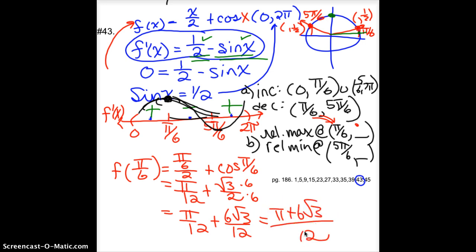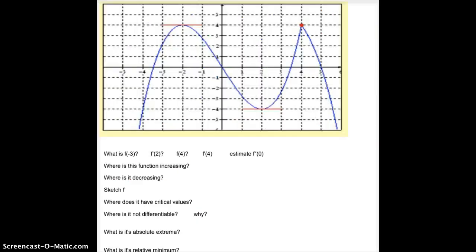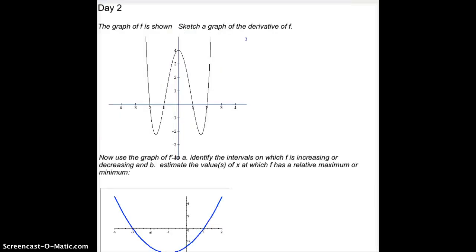over 12. So if you look in the back of the book, it's going to say that there is a relative maximum at pi over 6, comma, and then right here it'll say pi plus 6 root 3 over 12. I'm not going to plug the 5 pi over 6 in there for the relative minimum. So on the next part, I'll go back to this if necessary, but I'd like to go on to right here.